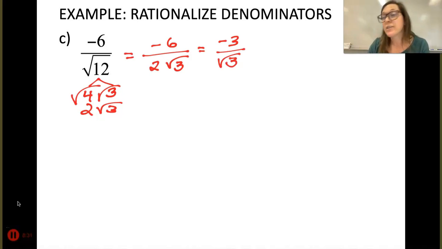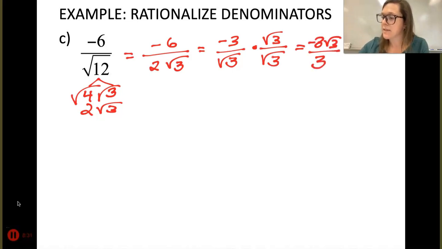So now I can rationalize my denominator by multiplying by a square root of 3 on the top and the bottom, which gets me -3 square roots of 3 all over 3. Now ignore your radical. Don't touch it. Leave it as is. What's going to simplify? Well, my 3's can cancel, and I'm just left with a negative square root of 3. I could have gotten there by simplifying later.